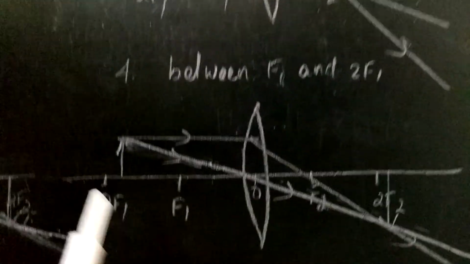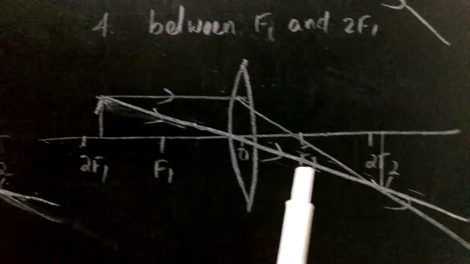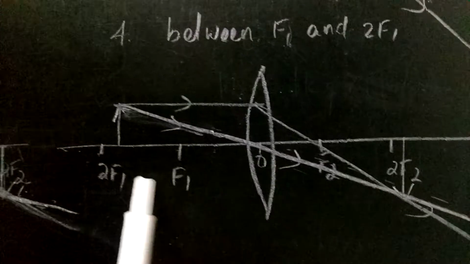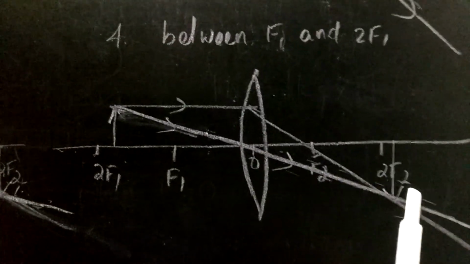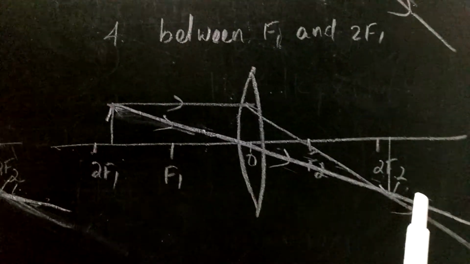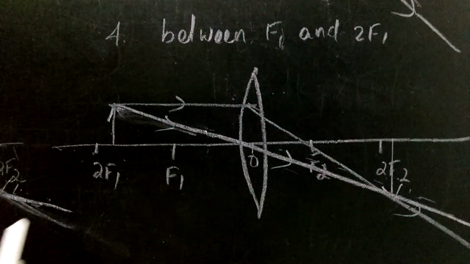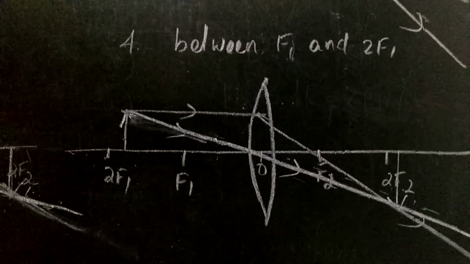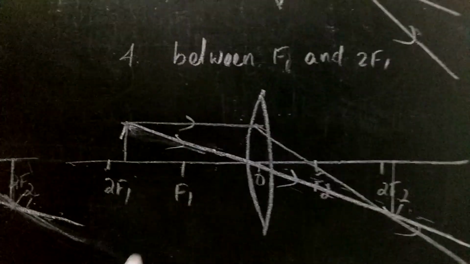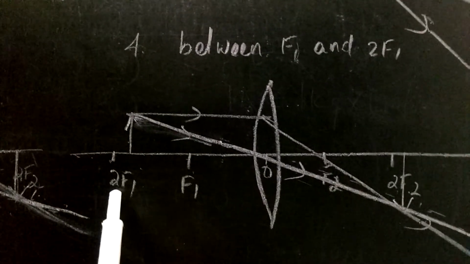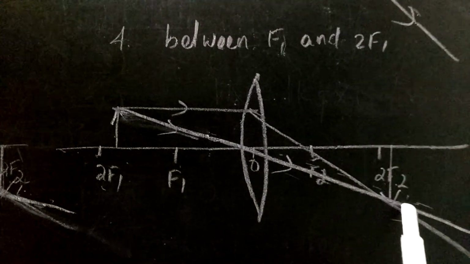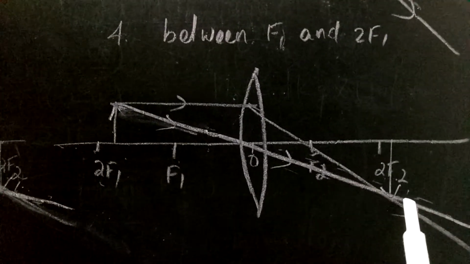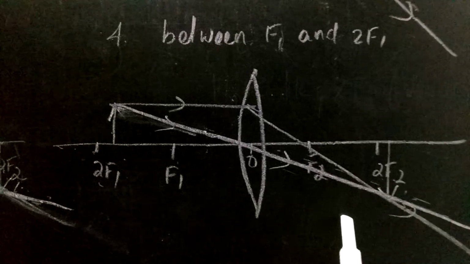So when the light ray passes through the optical center without any deviation, image will be formed beyond 2F2. It will be real, inverted and enlarged. So when the object is between F1 and 2F1, image will be formed beyond 2F2 and it will be real, inverted and enlarged. So we have to follow the rules.